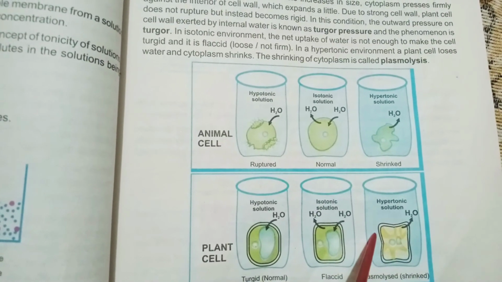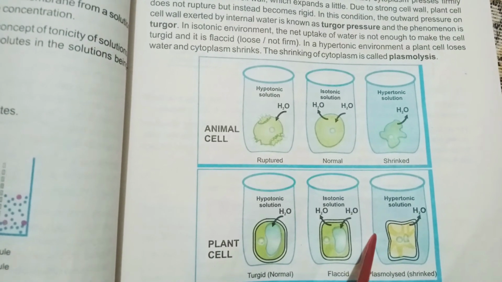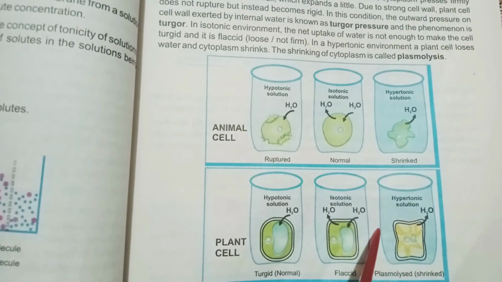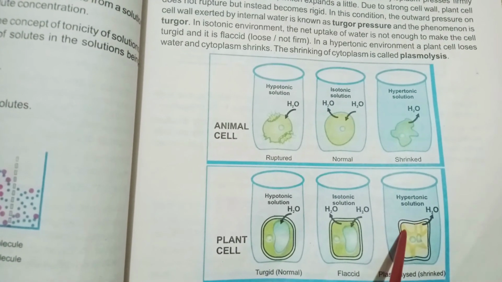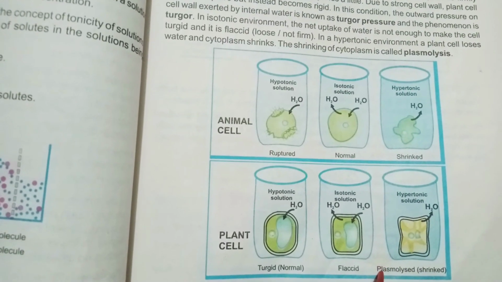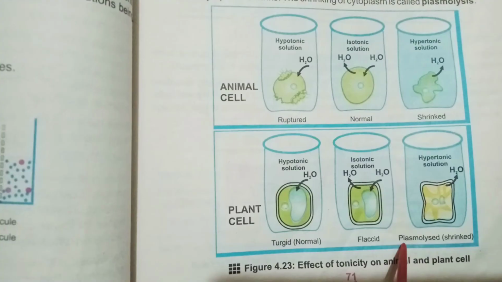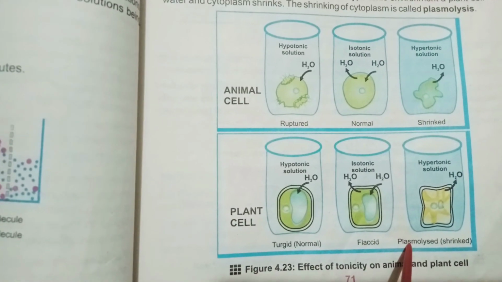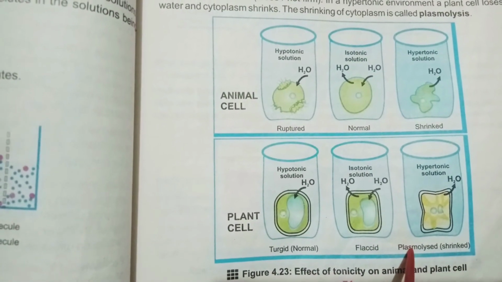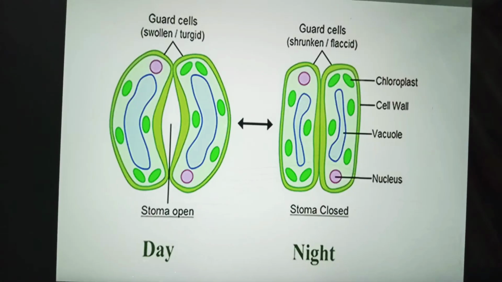And in hypertonic environment, a plant cell loses water and cytoplasm shrinks. The shrinking of cytoplasm is plasmolysis. Hence, this cell will be plasmolysed.